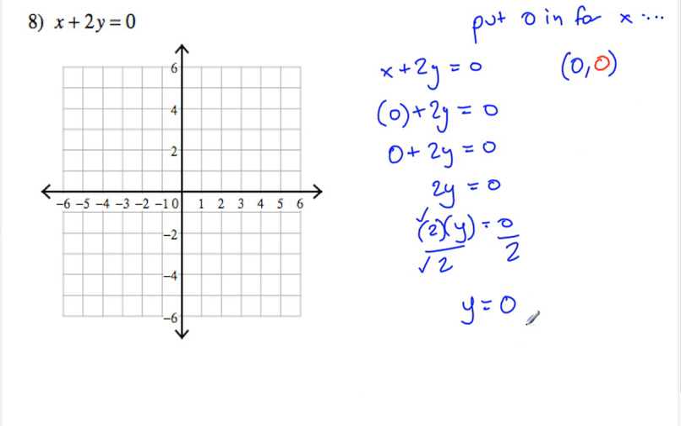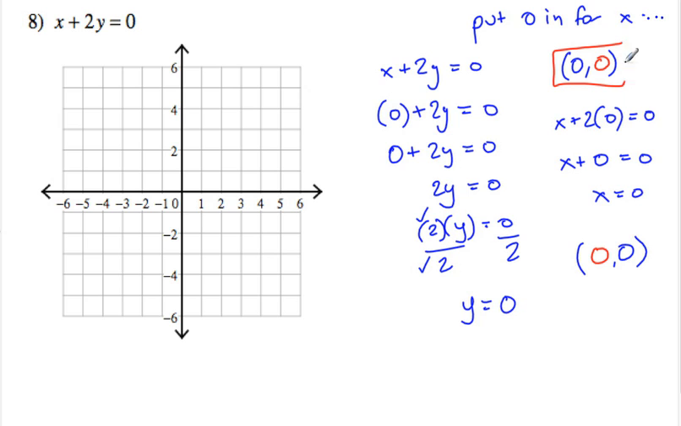So now let's put in 0 for y and see what happens with x. x plus 2 times 0 equals 0. x plus, let's see, 2 times 0 is 0 equals 0. x plus 0 is just x equals 0. Oh man, I'm really confused here. So let's see, I put in a 0 for y, and what did I end up with? I ended up with a 0 for x.